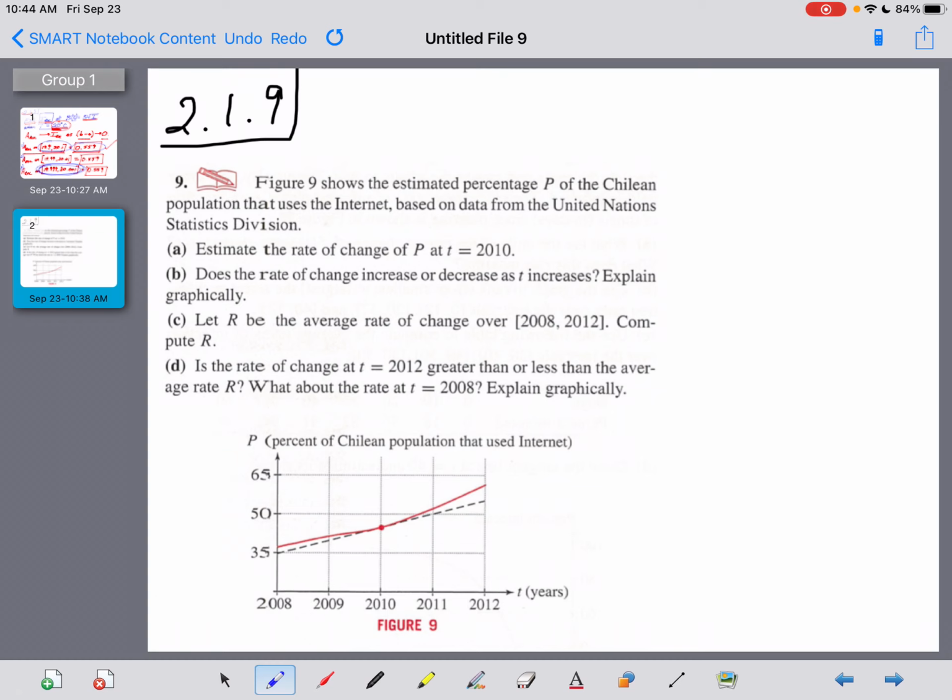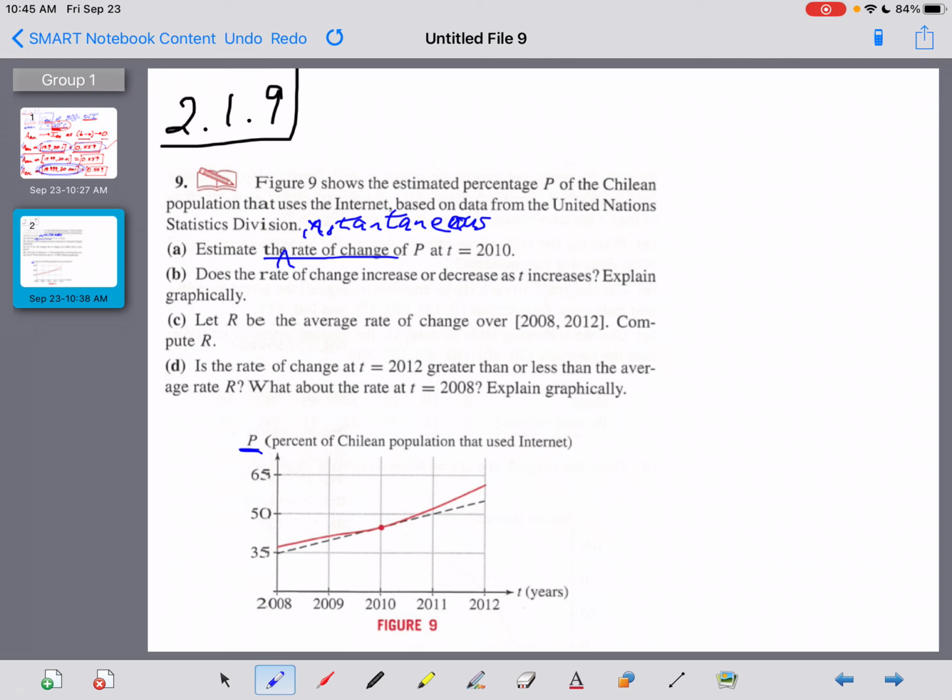Part A, estimate the rate of change of P, that's the function we were given right here, at t equals 2010. Now, one thing we want to make sure we talk about here, when they use the phrase estimate the rate of change, it is implied that instantaneous is the type of rate of change they're trying to get us to find here. If they ever want us to find an average rate of change, they will use the word average. So if they just say rate of change, that means instantaneous.